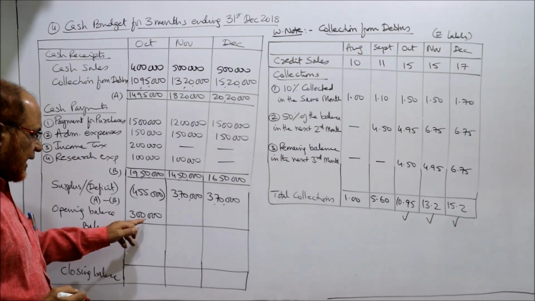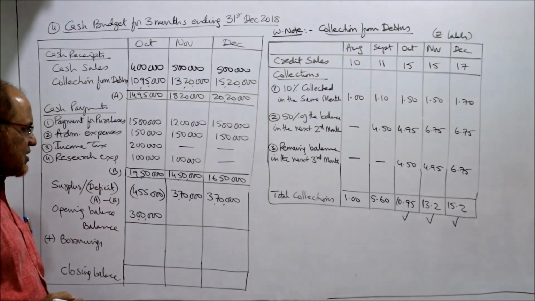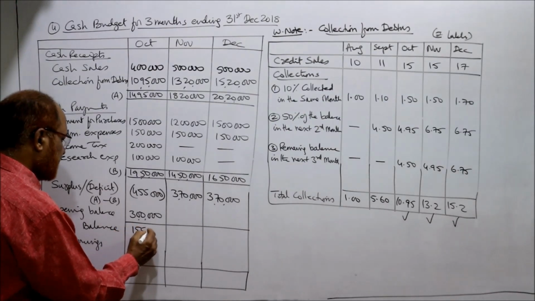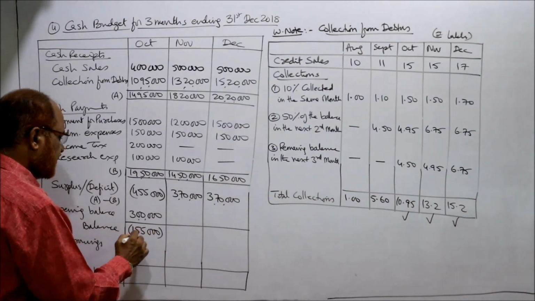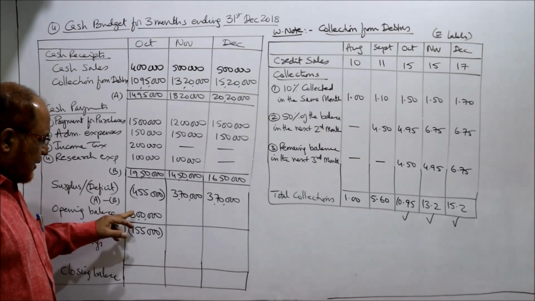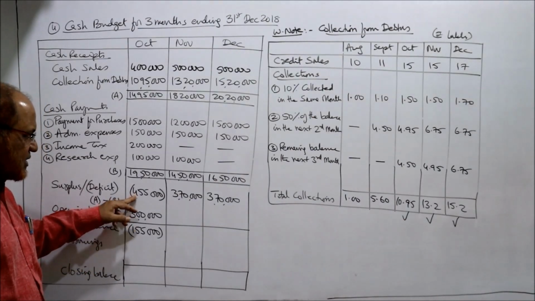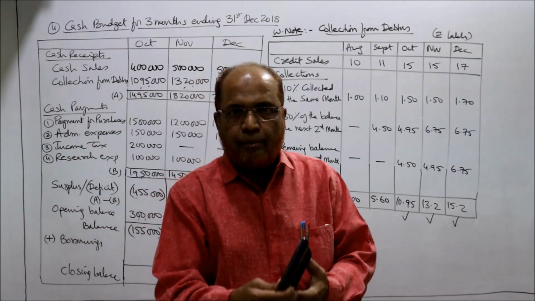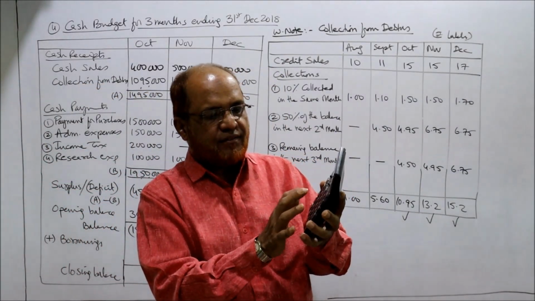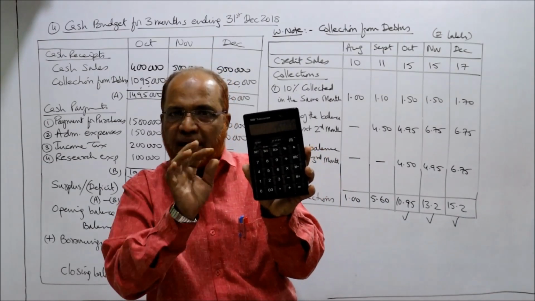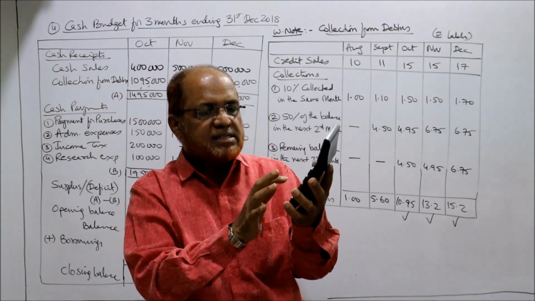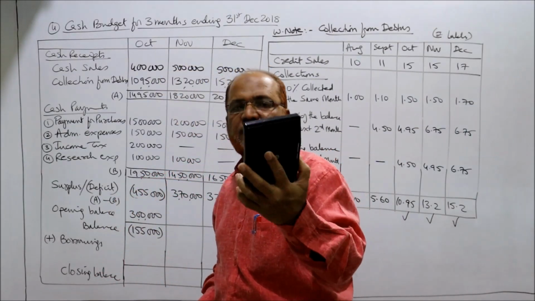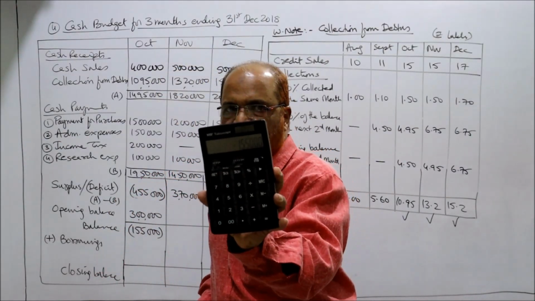Now, 3 lakh rupees positive, minus 4,55,000. So we are getting minus 1,55,000. See, plus 3 lakh, minus 4,55,000. So you can do like this, minus 4,55,000 plus 3 lakh. You will get minus 1,55,000.